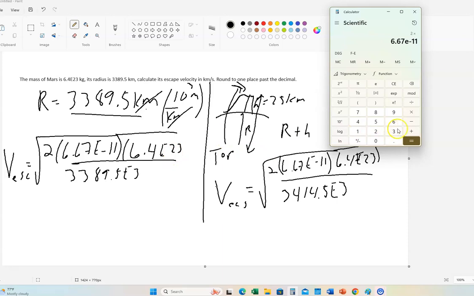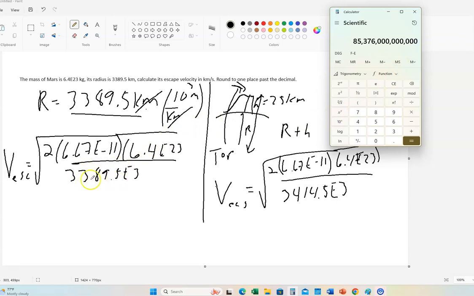All right, I'm going to do a little shortcut here. Times 6.4, times 10 to the 23rd equals. Okay. So now, see, that's the numerator of this. Notice the numerator is the same with both of these. So I'm going to store that just to make my life a little simpler.